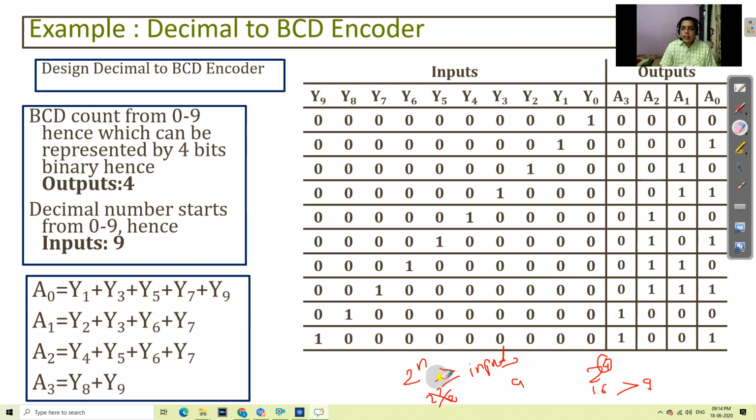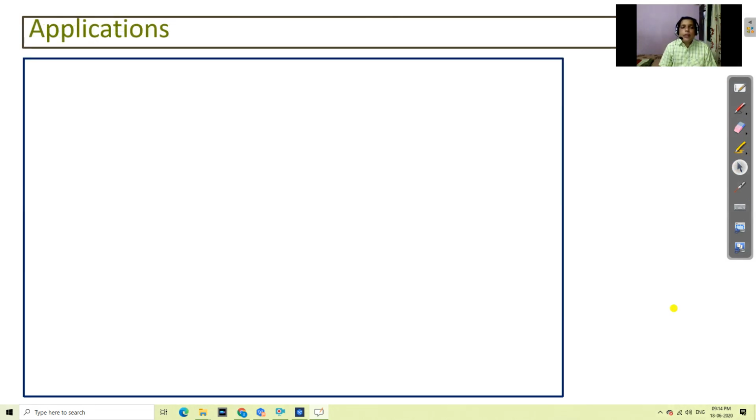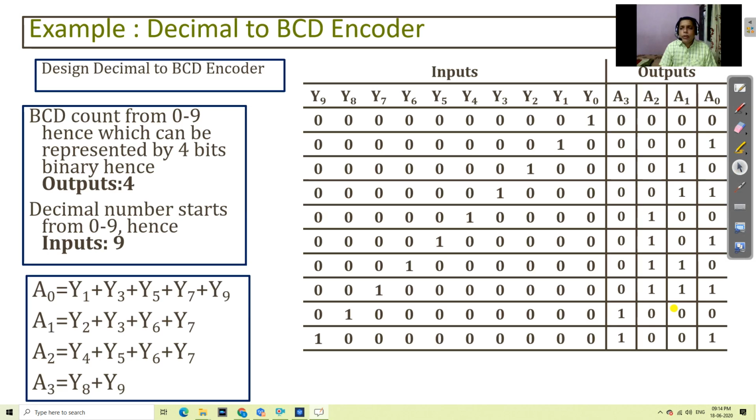So I can take the number of output lines as 4. Likewise, we must be able to adapt our formula accordingly. So how can we design the circuits for this? This is a task for you: write down the equations for A0, A1, A2, A3, and also implement this using a digital circuit.